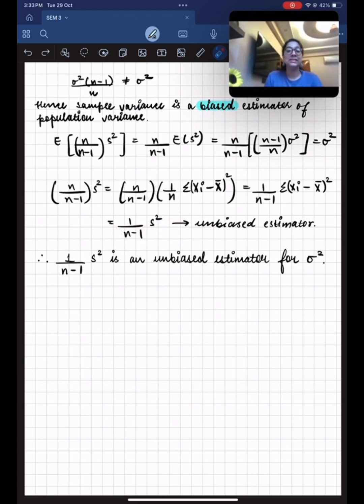So in this video we have learned the concept of unbiased estimator, and we have seen that the sample mean is an unbiased estimator for population mean. Sample proportion is an unbiased estimator for population proportion, but sample variance is not an unbiased estimator for population variance, and hence we have calculated an unbiased estimator for the population variance.